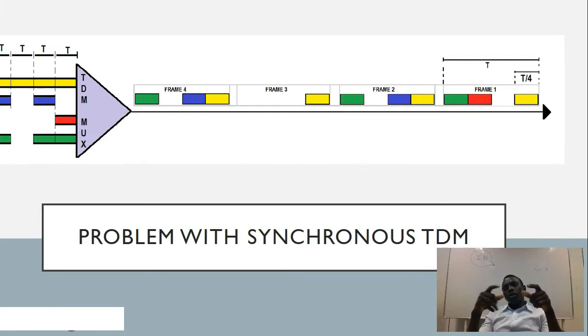To avoid the problem in synchronous time division multiplexing, people introduced asynchronous time division multiplexing, where slots are allocated based on demand. For example, if channel 2 is not sending any data in a particular time slot, there will be no slot dedicated to it in the output.